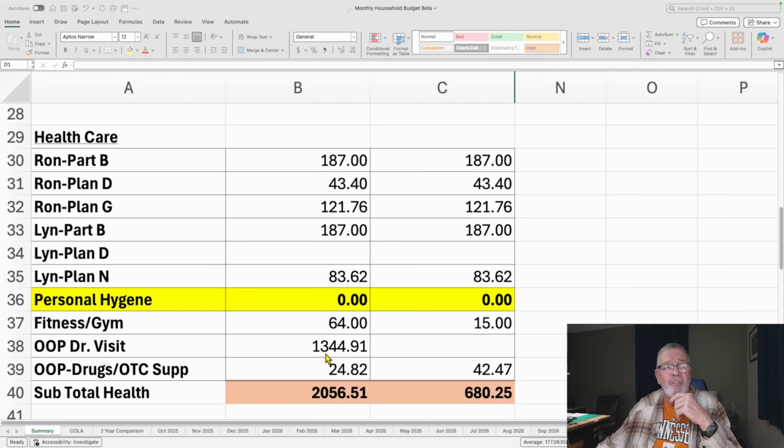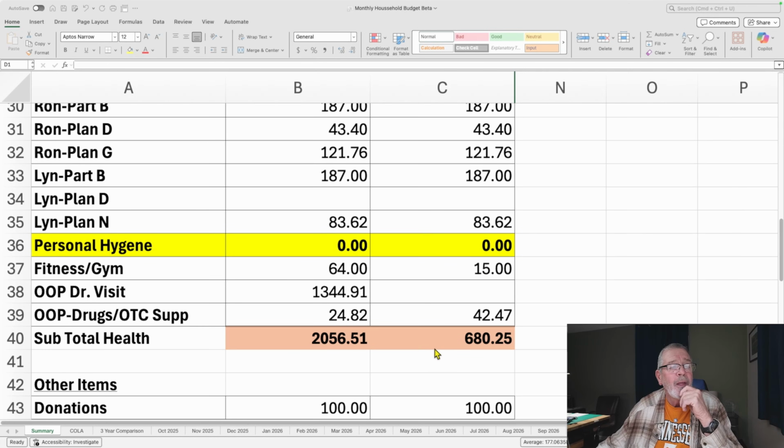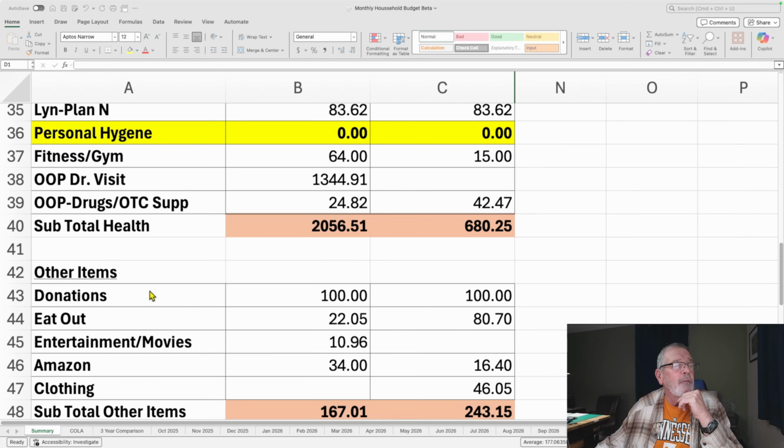If we had not had this unexpected dental thing right here, we don't have dental insurance on our health plans, then that wouldn't have been as high. It'd been about as much as it is this month. It averages about $680 a month. Other items, we have donations, $100.